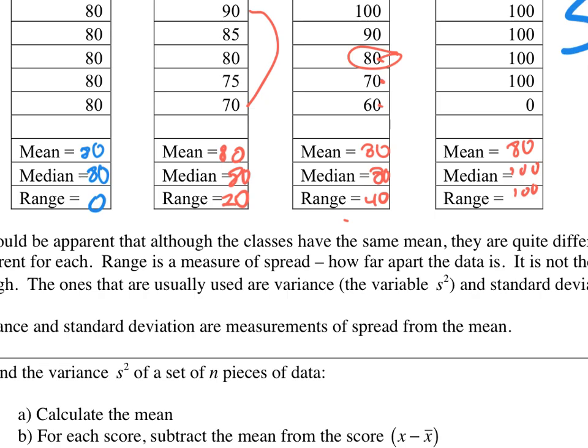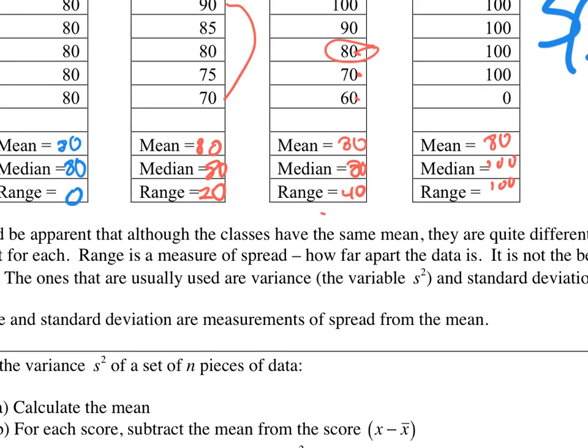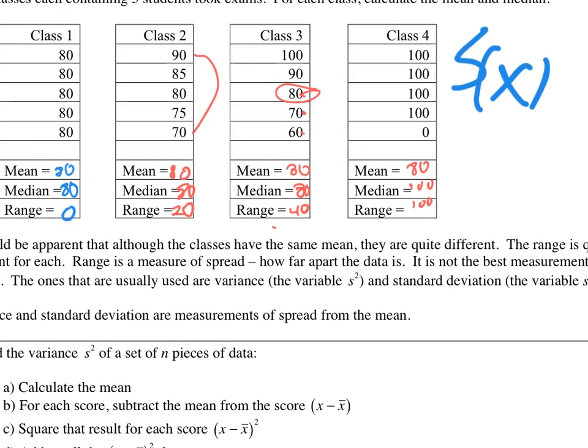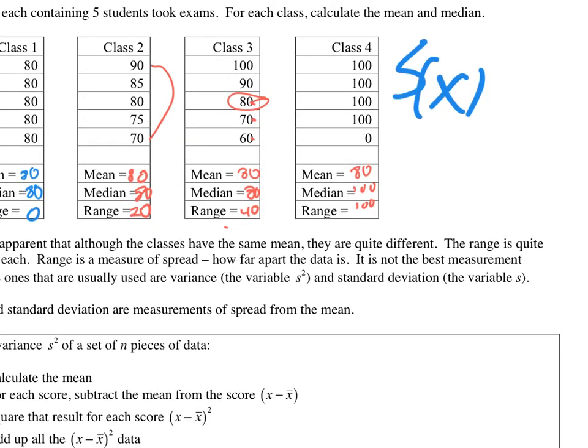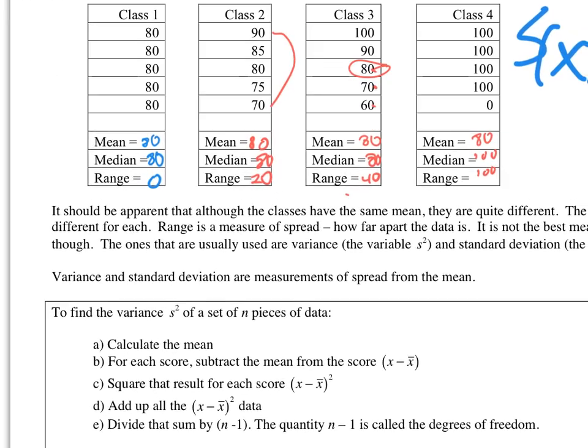Okay? Range is a measure of spread, how far apart the data is. It's not the best measurement. Range doesn't really tell us a lot except for max and min. The one that is usually used is variance. So there's another word for you. Variance is another measure of spread, and the symbol is s to the second power. If you take the standard deviation and square it, you get variance.